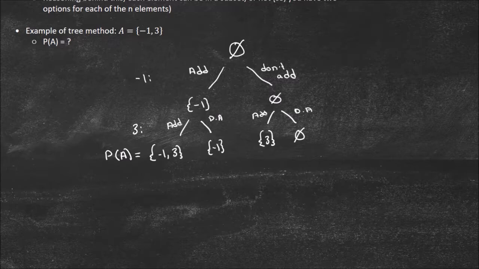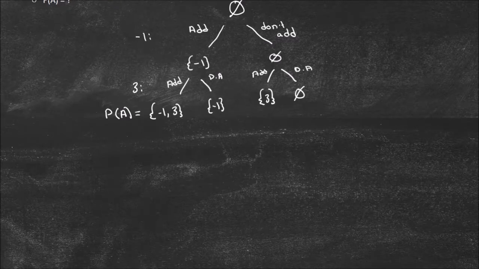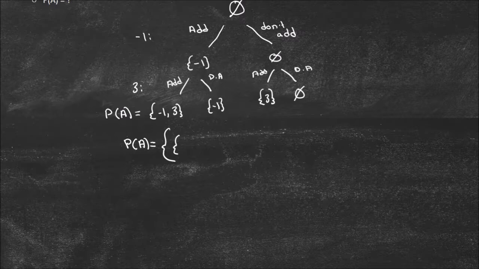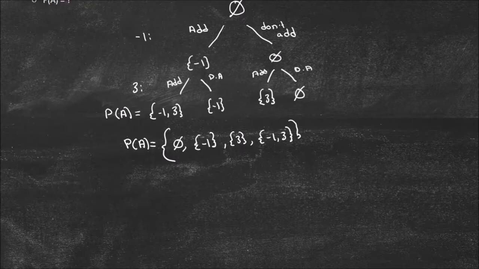This is the set containing all possible subsets, and I'll write it out clearer here. So P of A equals, well, it's the set, and inside of it are all the possible subsets. I'm actually going to start with the smallest and go to the biggest, so we'll start with just the empty set, and then we'll go to the -1, then we'll go to the 3, and then lastly we have the set containing both -1 and 3. And that is the power set right there.